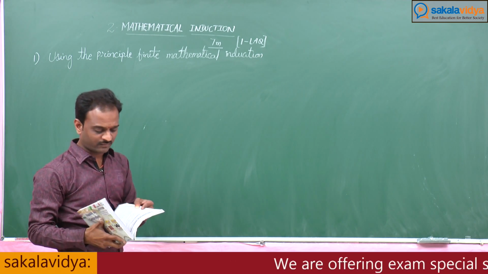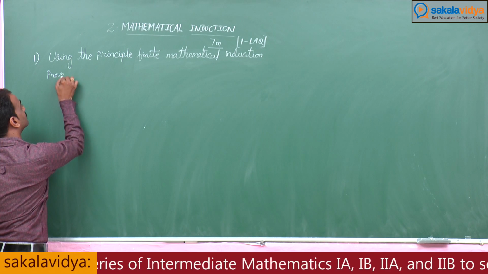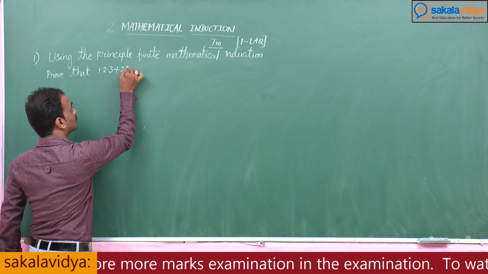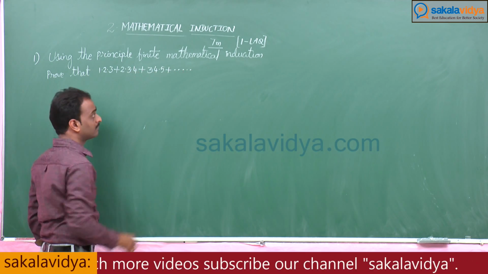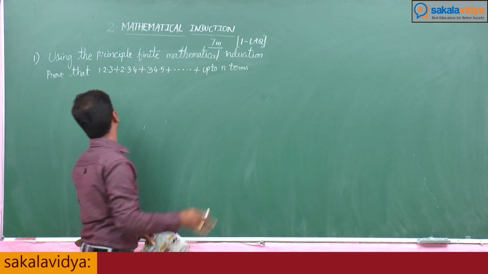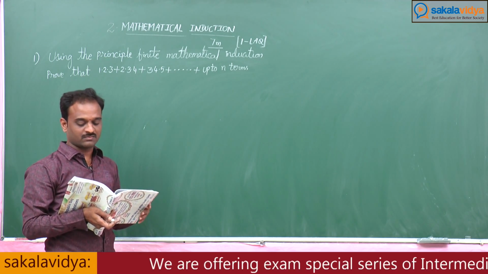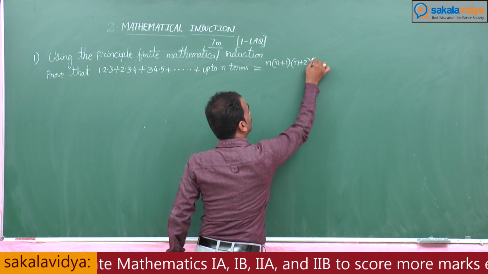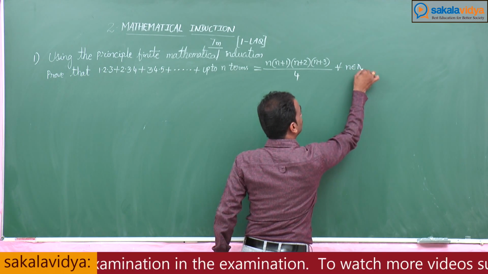using the principle of finite mathematical induction, prove that 1 into 2 into 3 plus 2 into 3 into 4 plus 3 into 4 into 5 plus so on up to n terms is equals to n into n plus 1 into n plus 2 into n plus 3 by 4 for all n belongs to capital N.